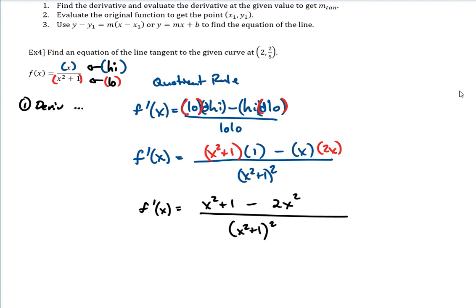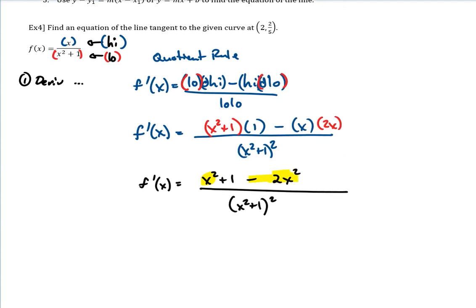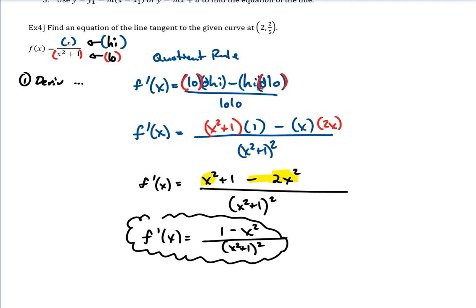And then now that we have this set up, we can see there's a little bit of simplifying. The way I'm going to write it, x squared minus 2x squared would be minus x squared once it's all done. So we have f prime of x equals, I'm going to put the 1 first though, so 1 minus x squared over x squared plus 1 squared like that. Okay, so this is the derivative. I'm just boxing it because sometimes they want it. But what we really need still in step 1 is to find the slope of the tangent at the x value.